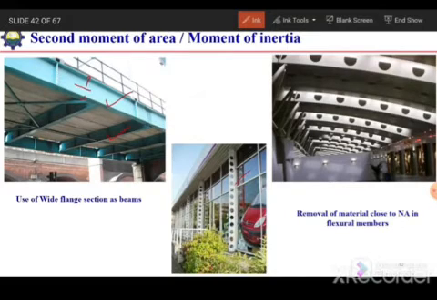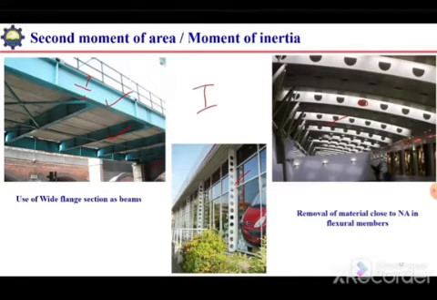Similarly, if we see these two figures, we have removed the material near the neutral axis, because the material near the neutral axis will not contribute much to the second moment of area. So we can remove the material near the neutral axis and the stiffness of the structure will not be affected. By punching these holes, it will also reduce the wind loads. So we get a dual benefit. We have reduced the wind effect as well as saved material without affecting the stiffness of the member.